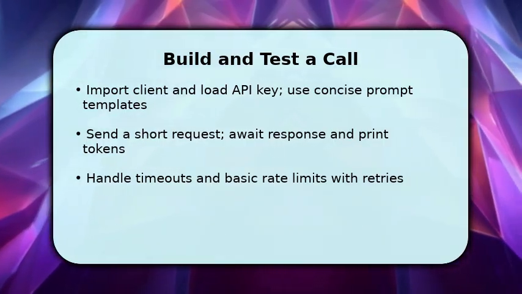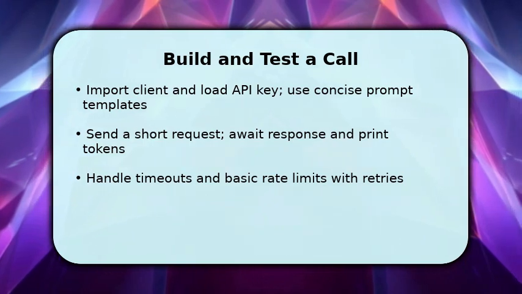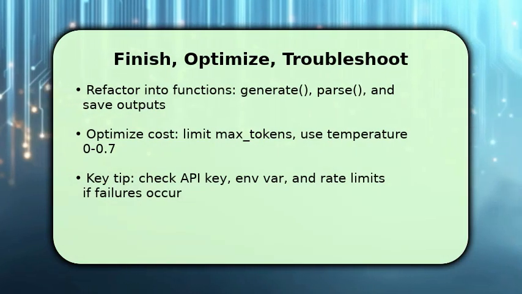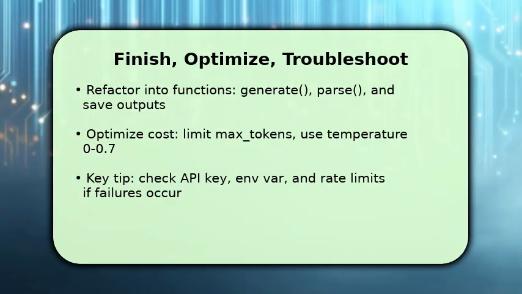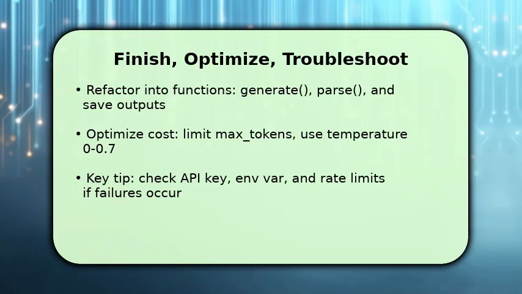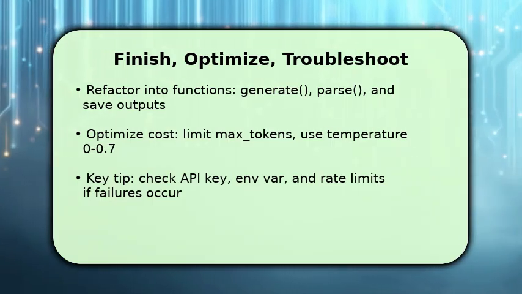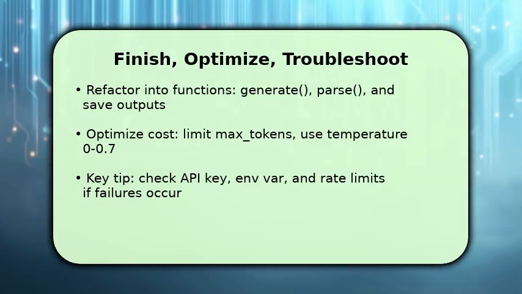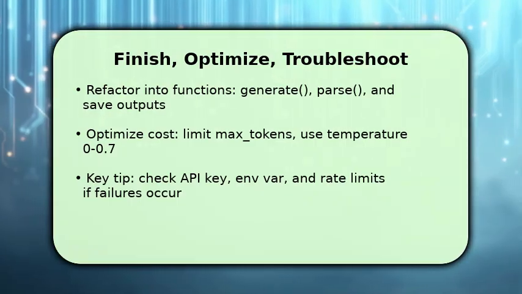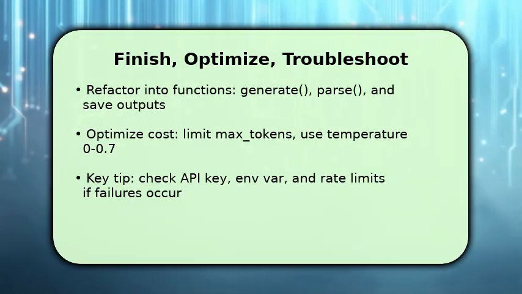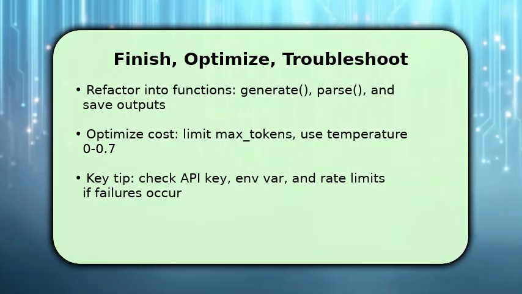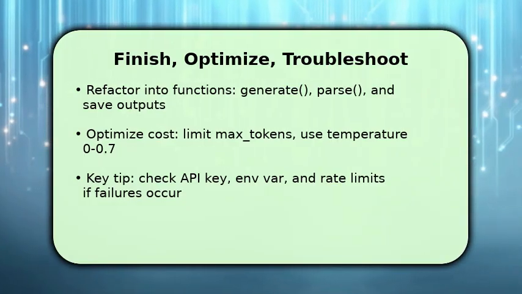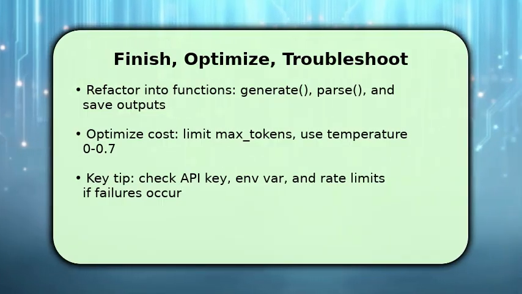Complete the workflow by refactoring your request into reusable functions, one to generate text, one to parse the output, and one to persist results. Once done, optimize cost by constraining max tokens and tuning temperature, lower temperature for deterministic responses. Make sure to add logging and a small retry wrapper for transient errors. If something goes wrong, first verify your API key and environment variable, then inspect rate limit headers and error messages.